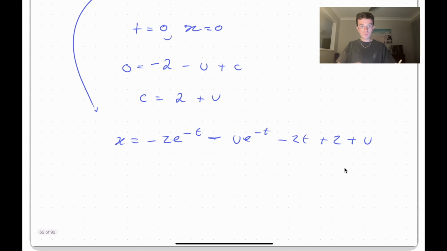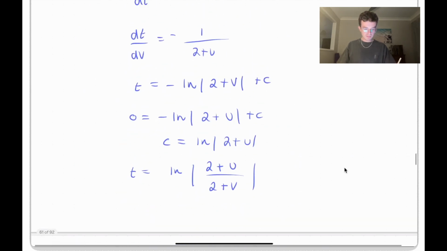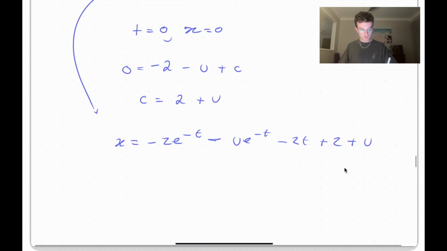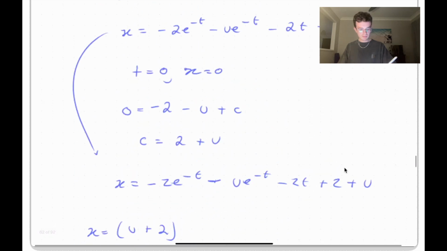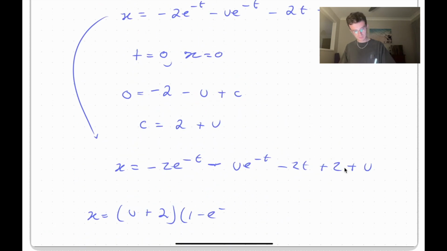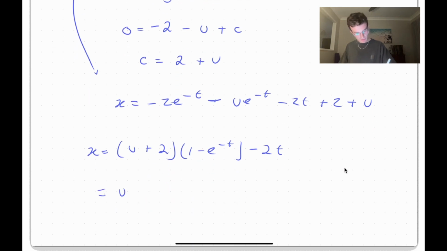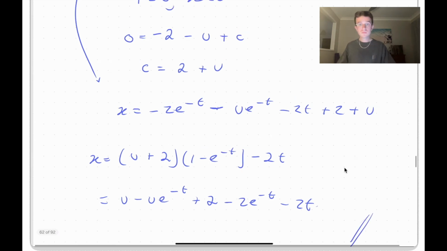Now, if we have a look at what we were trying to prove, we were trying to prove u plus 2, 1 minus e to the minus t, minus 2t. If we have a go at expanding that, we're going to get u minus u e to the minus t plus 2 minus 2e to the minus t minus 2t. Now we have a look. Yep, that's the same thing. Done. All right, thank you.